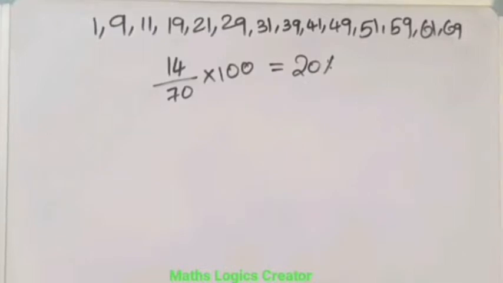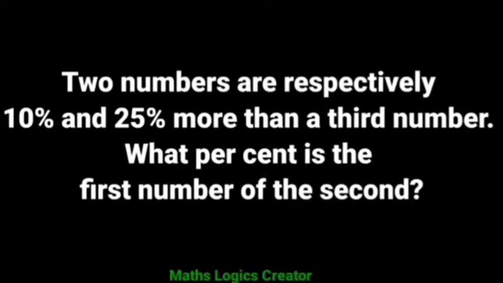Okay, let's get into the next question. Two numbers are respectively 10% and 25% more than a third number.